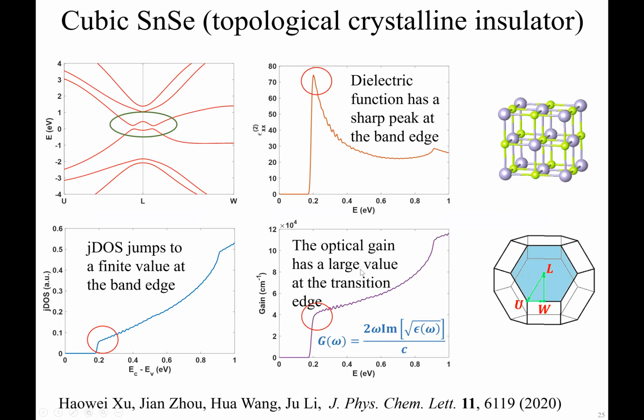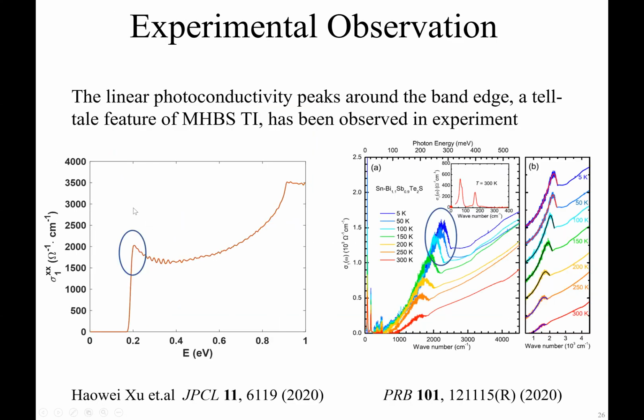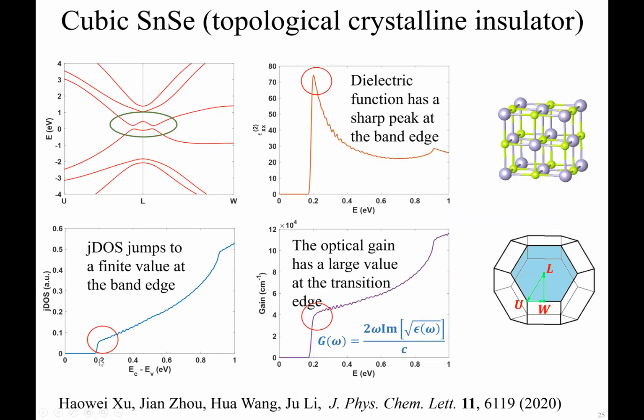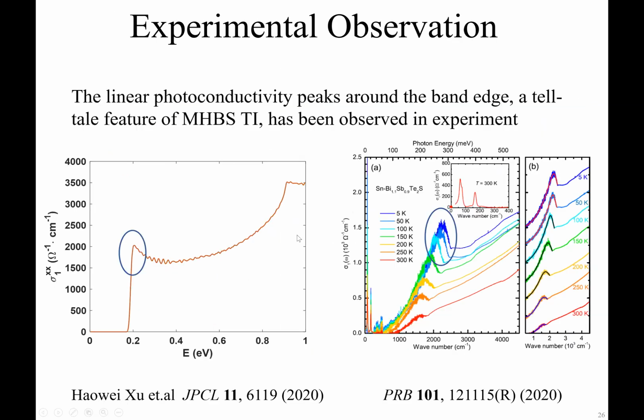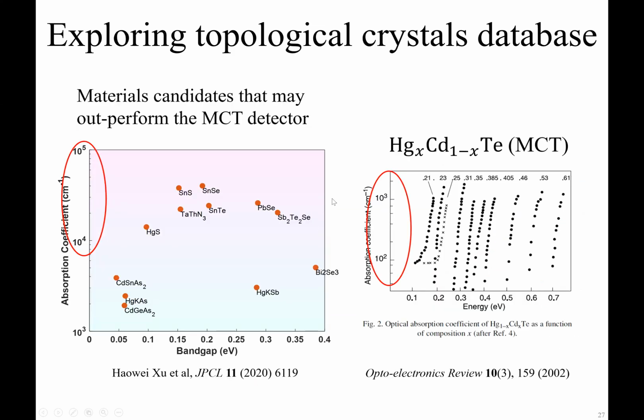And if we take tin selenide, which is a topological crystalline insulator with a Mexican hat band structure, we see that in the linear photoconductivity, there is actually this peak from the calculations. And in the joint density of states, there is this sharp rising edge, which is absent in normal insulators. This peak was recently found experimentally in another material with a Mexican hat band structure, and we got published at about the same time.